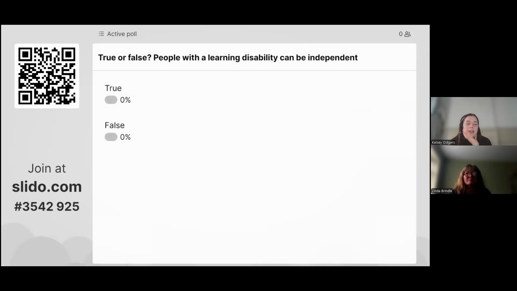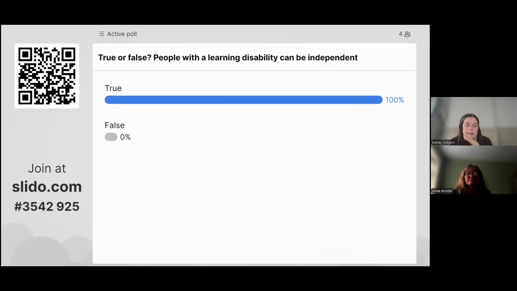So another one here, true or false, people with a learning disability can be independent. So 100% so far saying true. So yes, absolutely. Although people with a learning disability might need extra support, they can absolutely be independent and live a happy and fulfilling life. And we know many adults with a learning disability have a job, they have other hobbies that they're involved with, they have great friends and can live in their own home independently.